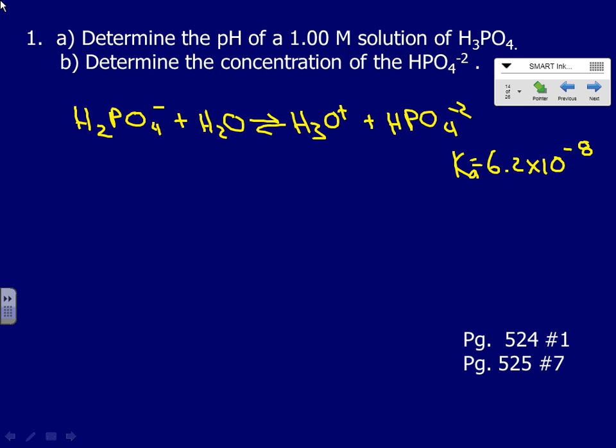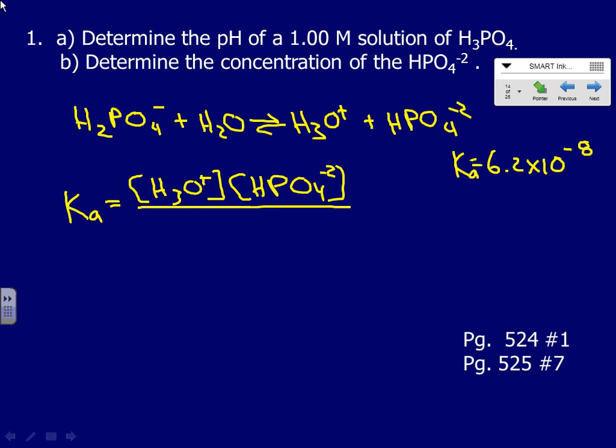But let's simply write the K expression. Ka is going to be equal to H3O plus, all right, times HPO4 2 minus over H2PO4 minus 1. And I'm not doing an ice table. I'm not doing anything that complicated. I'm just writing the expression.